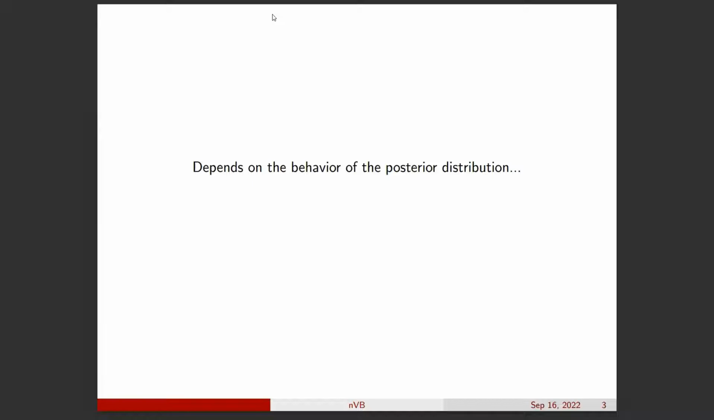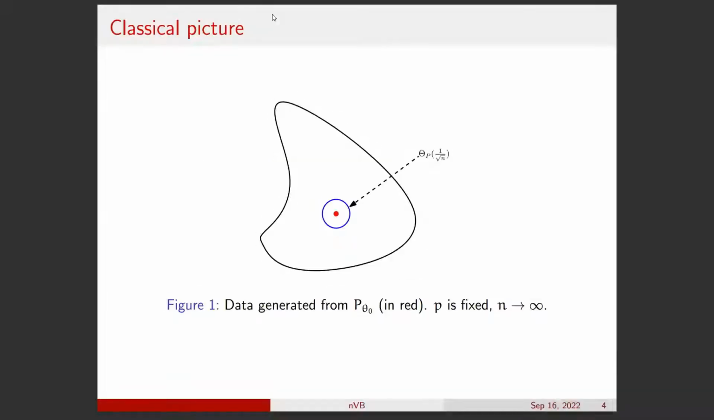Okay, and over the past maybe decade or so, crucial work by some people in the audience and the broader community essentially has pinned down the behavior of the posterior distribution and these associated approximations sort of in a setting where there is posterior consistency. Okay, so let me talk a bit more about this first.